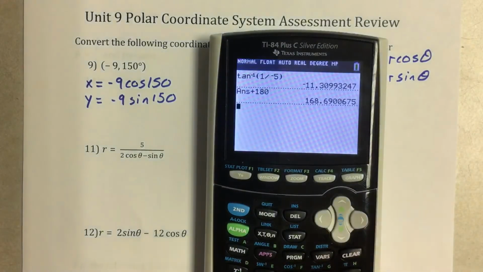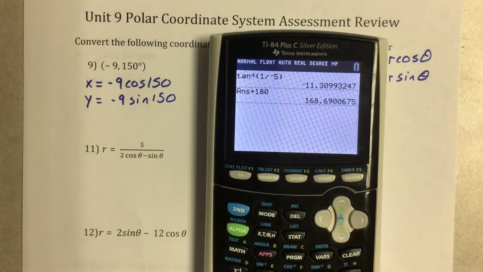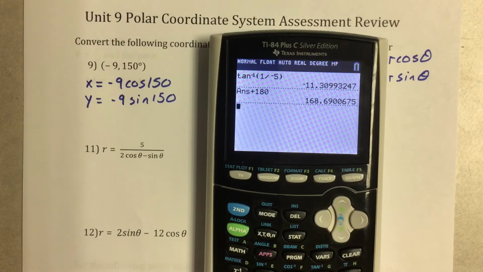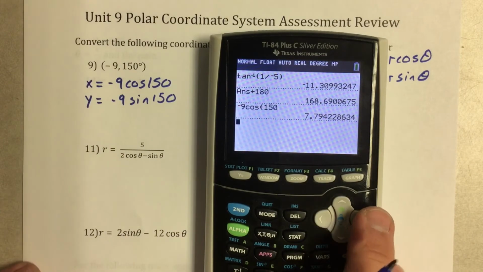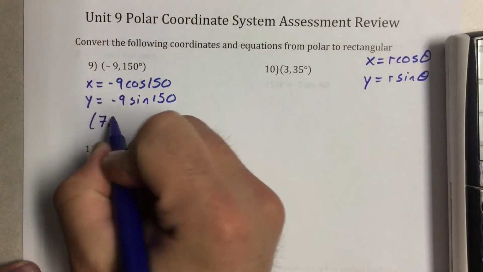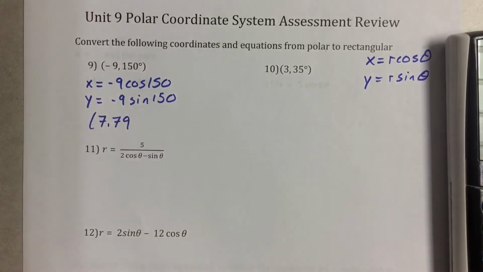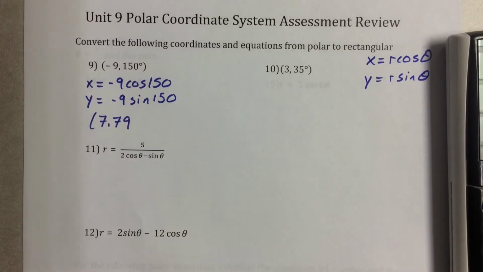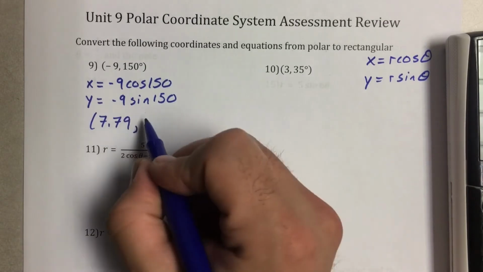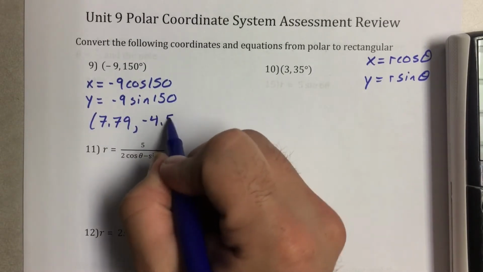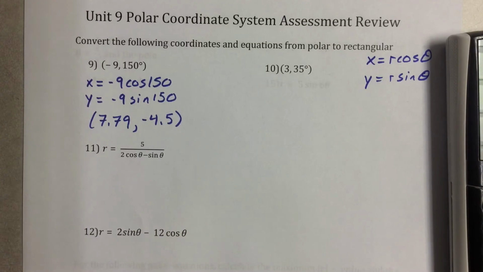So we can use the calculator, or we can use our knowledge of the unit circle. So that's going to come out to equal -9 times cosine of 150, we are in degrees, and we get 7.79. And I know sine of 150 is 1/2, so we get 1/2 of -9, or -4.5. And with converting to rectangular, we will not have to decide what quadrant we're in, because the angle helps us go to the quadrant that we are in.